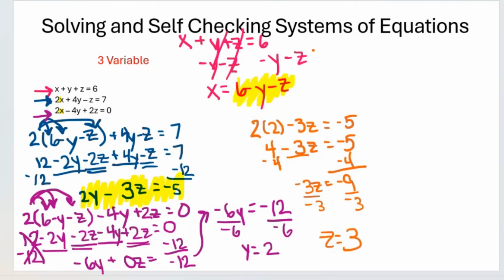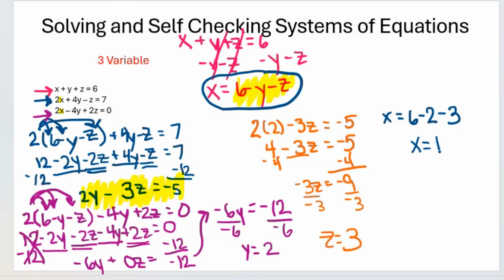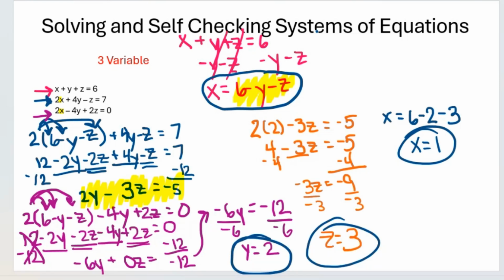Once I have that, I can now go back and figure out what x is. All right, and I'm going to go right on here because x is already by itself. I don't have to move things around. So I know what y is. I know what z is. So x equals 6 minus y, which is 2, minus z, which is 3. 6 minus 2 is 4. 4 minus 3 is 1. So x is 1. I have now solved for all 3 of my variables.